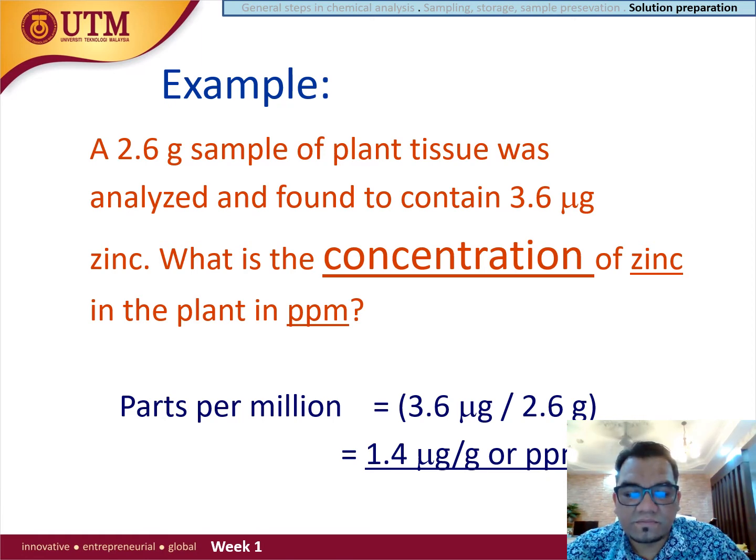In ppm. So we have the solute and we have the total weight. So 3.6 microgram divided by 2.6 gram. So we have 1.4 microgram per gram, or ppm.